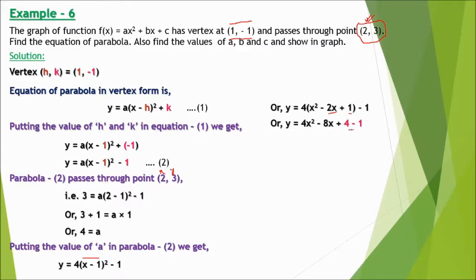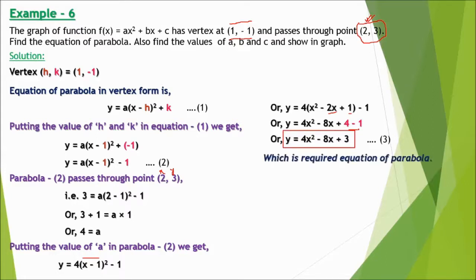So we can subtract these two values of the same color. y = 4x² - 8x + 3 is the required equation of the parabola. See how easily we found the equation of the parabola. This one is the equation of the parabola, equation 3, which is the required equation of the parabola.